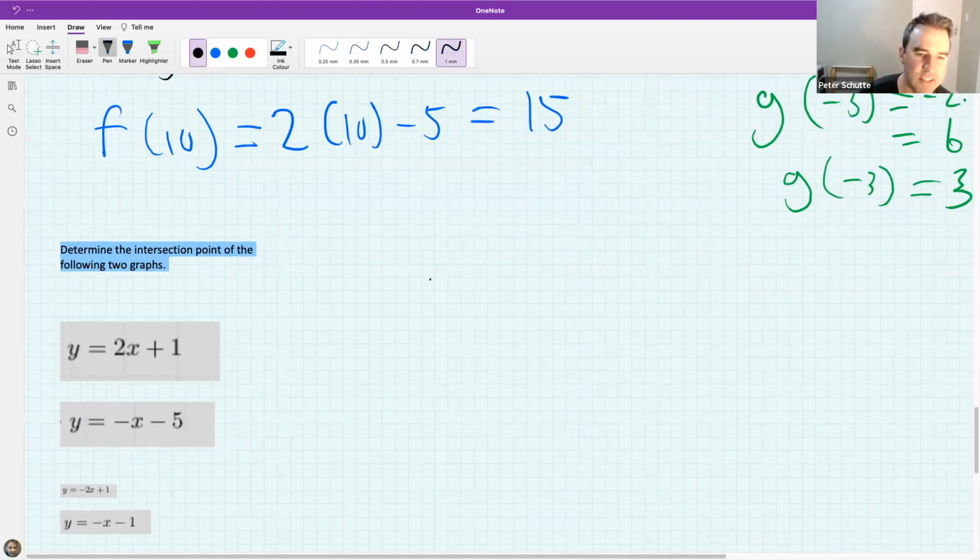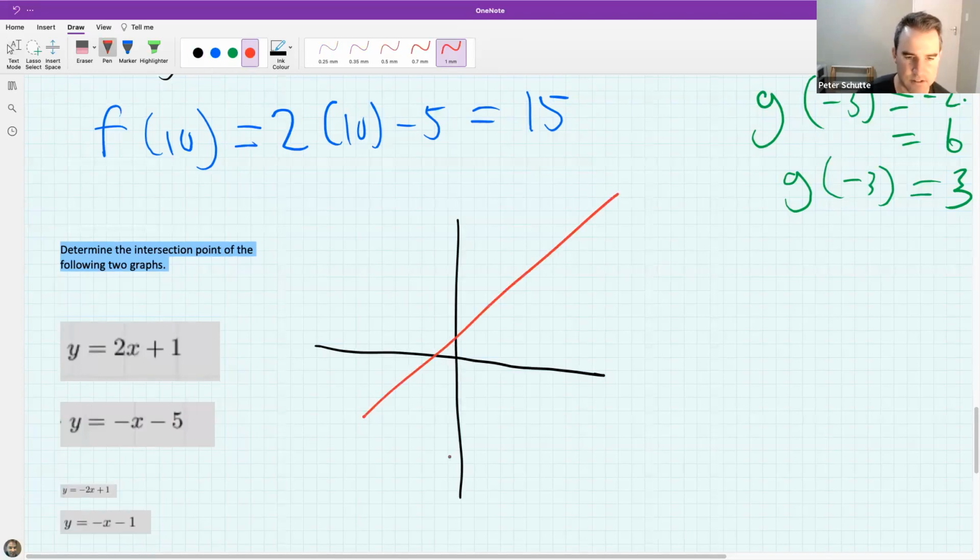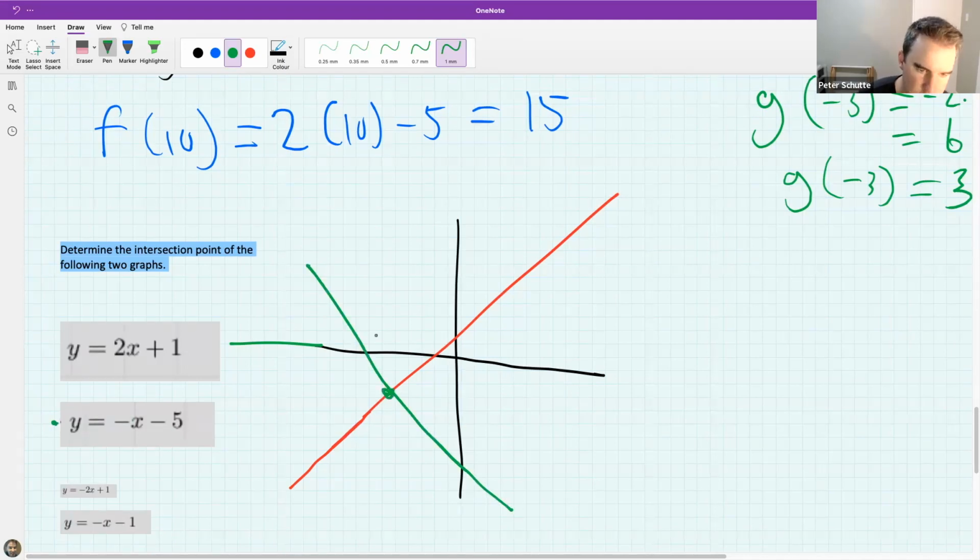Now, I'll do a little sketch graph here. This has a positive gradient, and it probably looks something like that. This one over here is a negative gradient, and it goes through -5. So this one over here probably looks something like, okay, it's not perfect, but I want to find what that intersection point is. And one of the ways is doing an accurate graph, but another way of finding this is using algebra. And it's something that you need to be comfortable with for all types of functions.